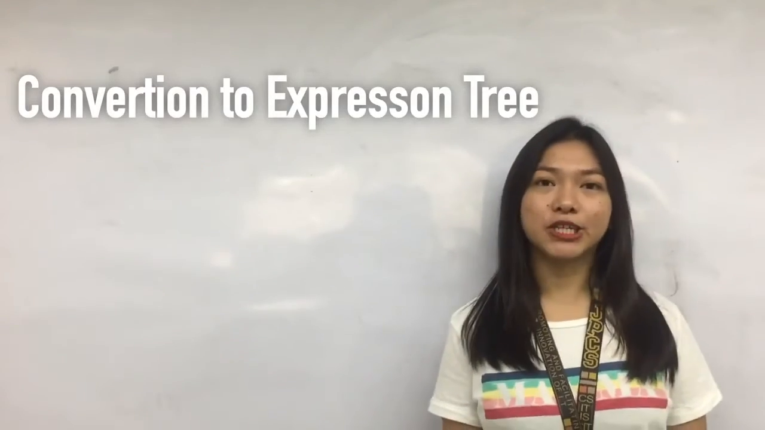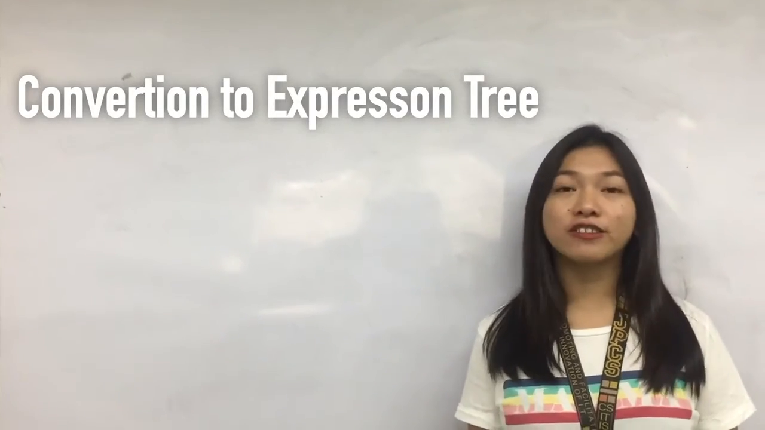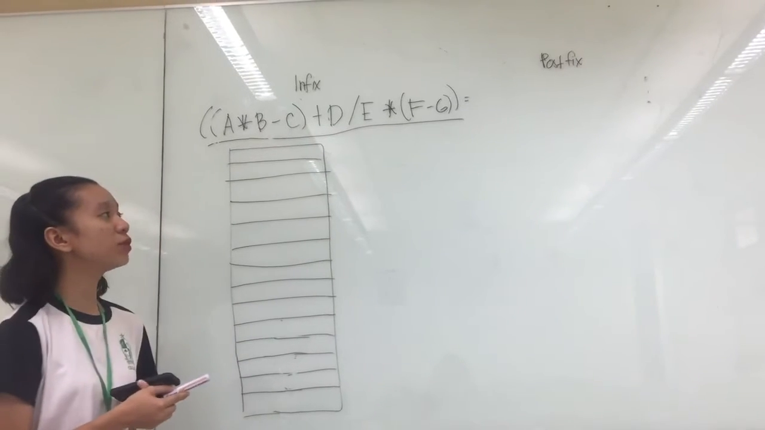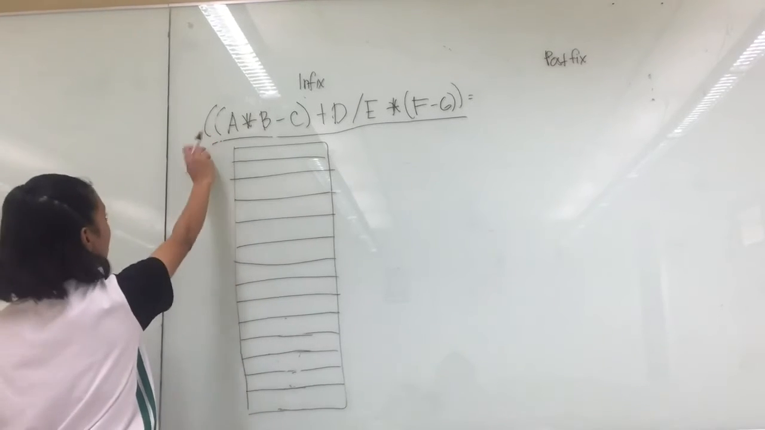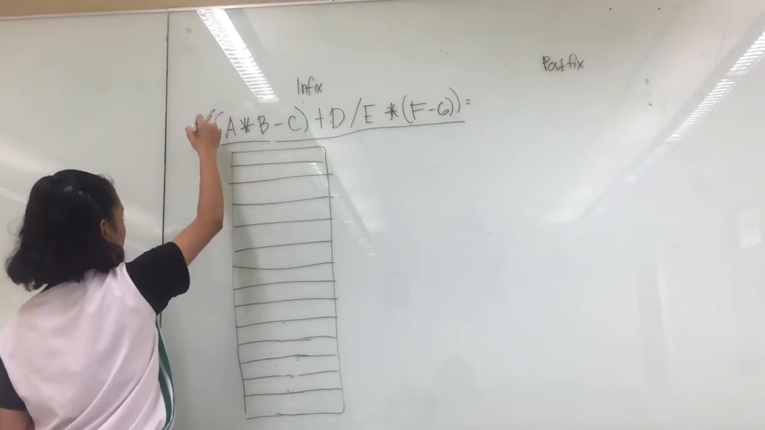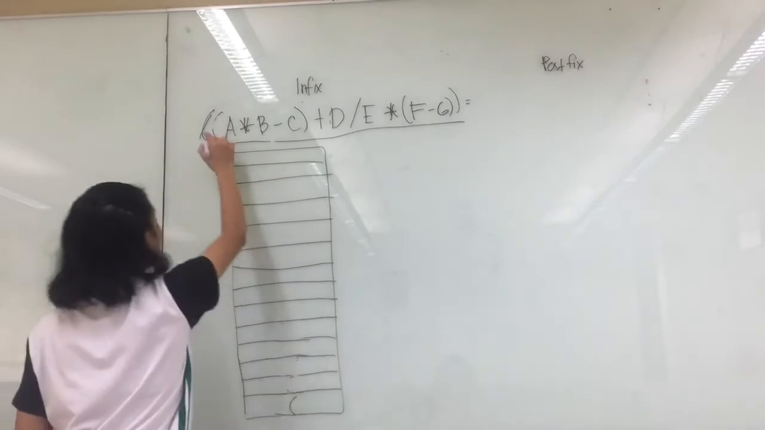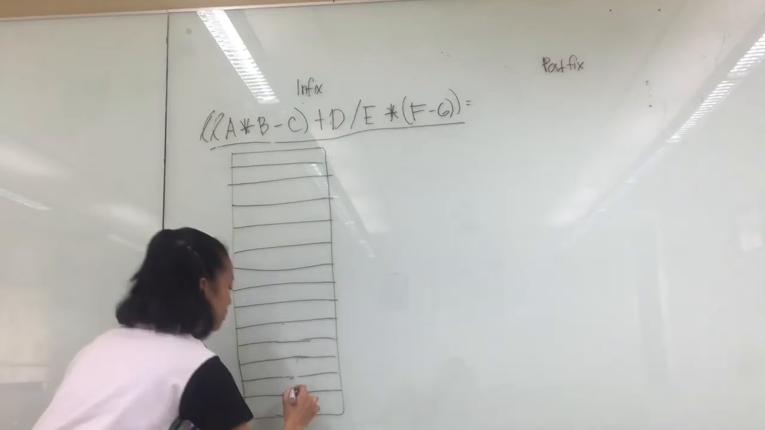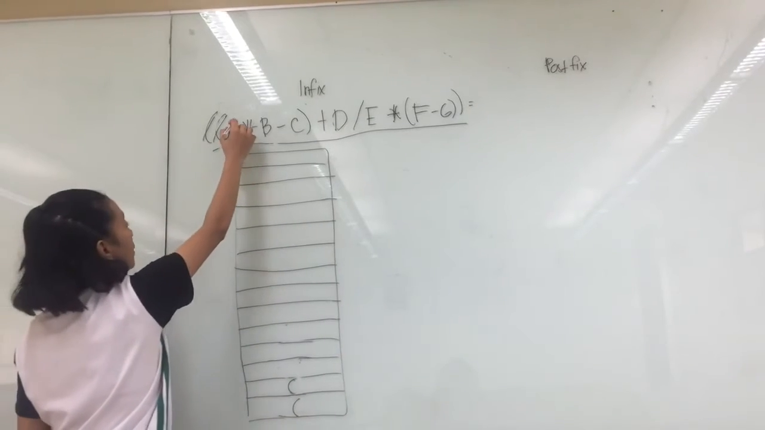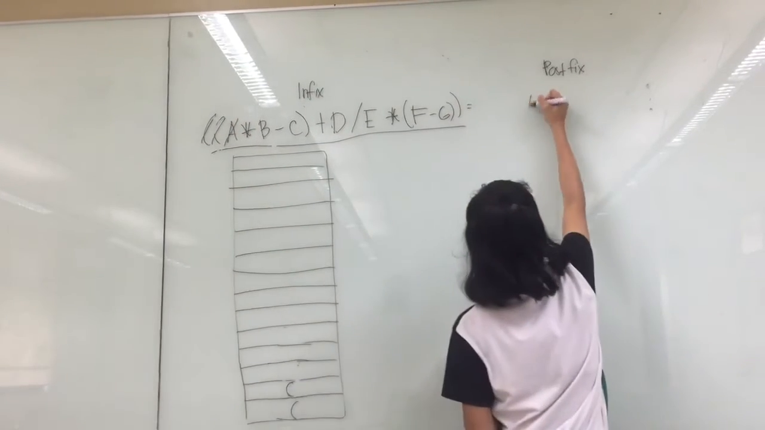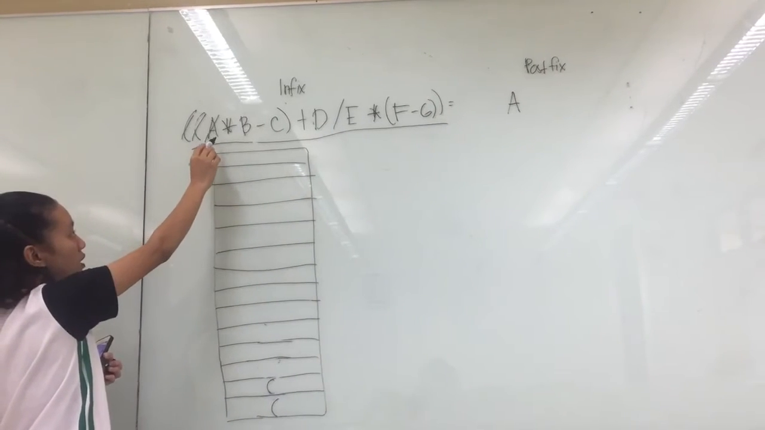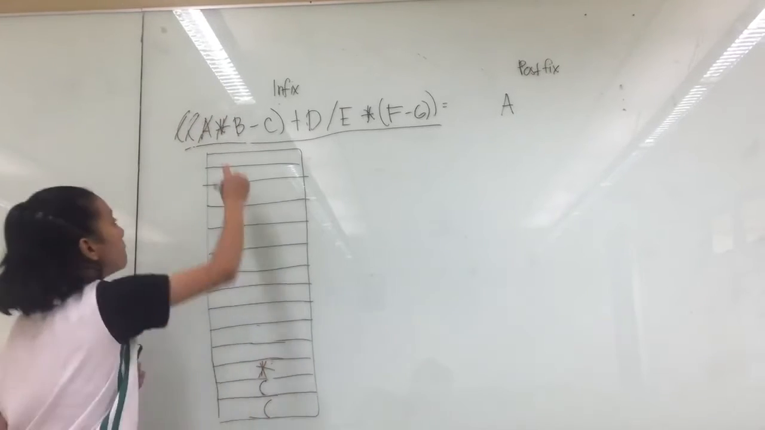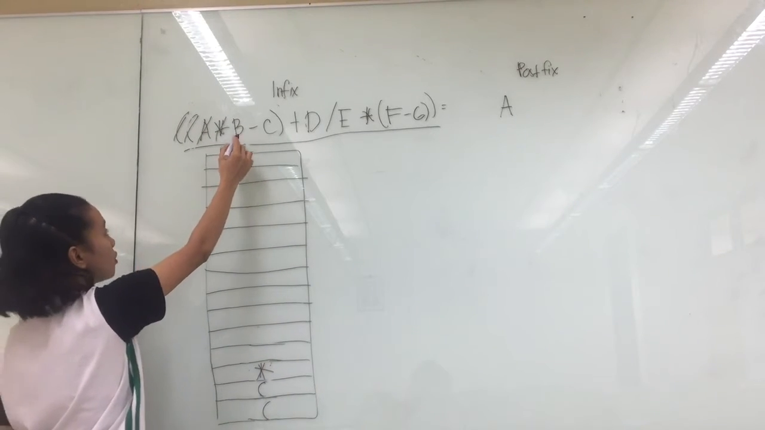To create the expression tree, we should convert the infix notation to postfix notation. This is the infix notation. We must convert it into postfix notation to create the expression tree. Number 1 is the open parenthesis. We must write it on the stack. Then open parenthesis again. A is an operand. We must write it on the postfix notation. Then multiplication is an operator. We must write it on the stack. B is an operand. We must write it on the postfix notation.